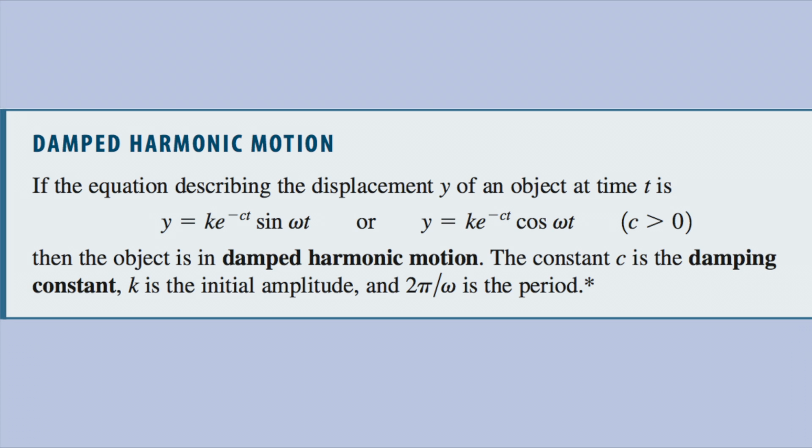Given the equation describing the displacement y of an object at time t is y equals k e to the negative ct times sine omega t, or y equals k e to the negative ct times cosine omega t, then the object is in damped harmonic motion. The damping constant is defined by the constant c, the initial amplitude is k, and the period is 2 pi over omega.